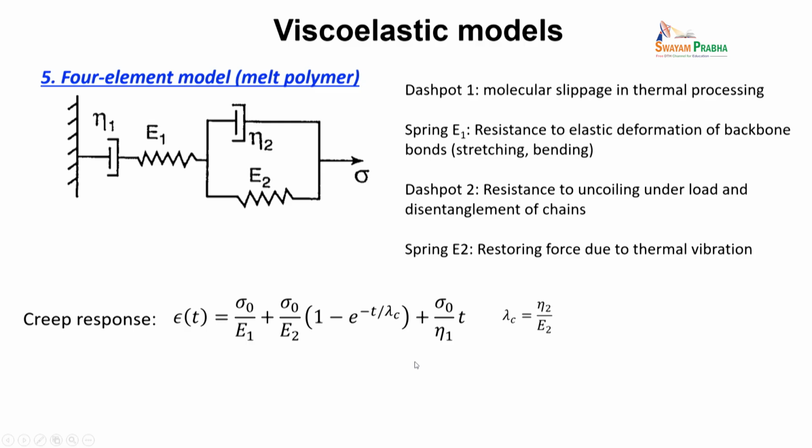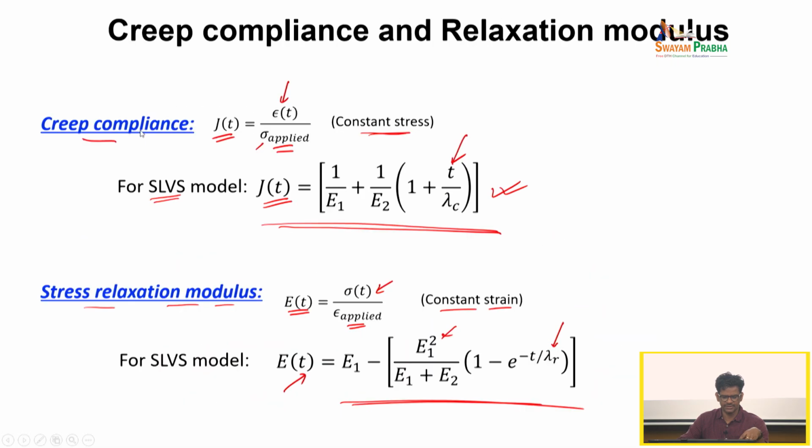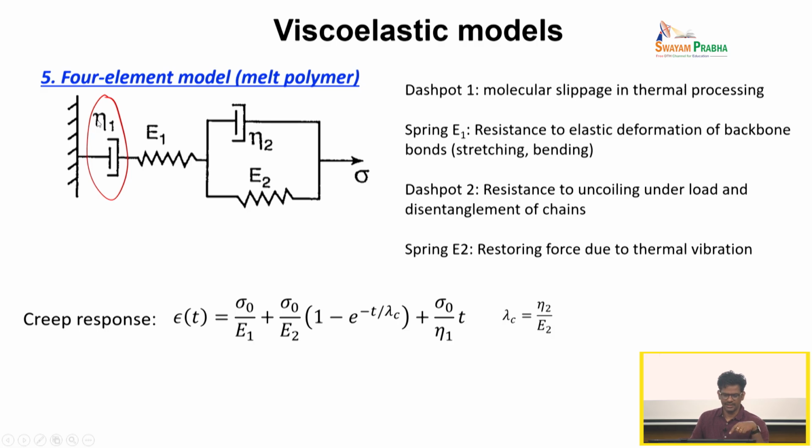Okay, so again, what we are talking about: Hooke's law, Newton's law of viscosity, Maxwell model, and then this 3-parameter model, the SLVS model. Now we have the fifth one, which is called the 4-element model. The difference between the previous one and this one is that you can see there is an additional dashpot added. If you look at this picture versus this picture, we have actually added one more dashpot here.